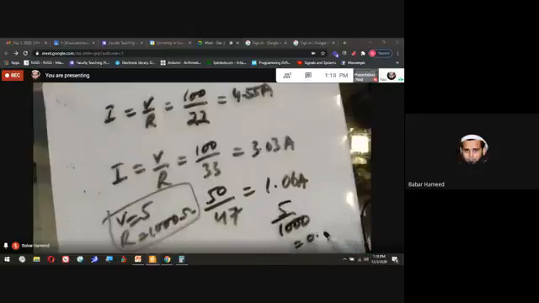0.005 ampere, or in other words, if we want to move our decimal point from left to right, 1, 2, 3, it will become 5 milliampere. So hopefully you are getting my idea.